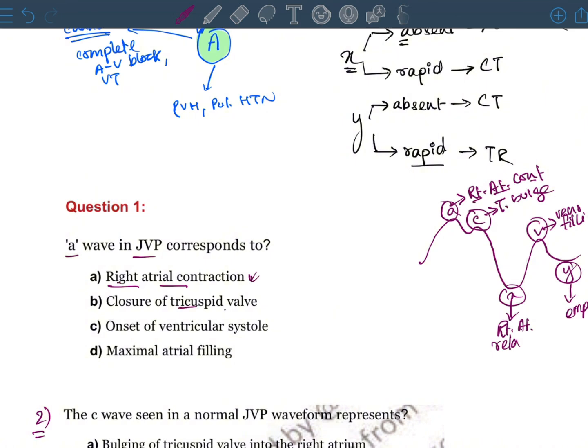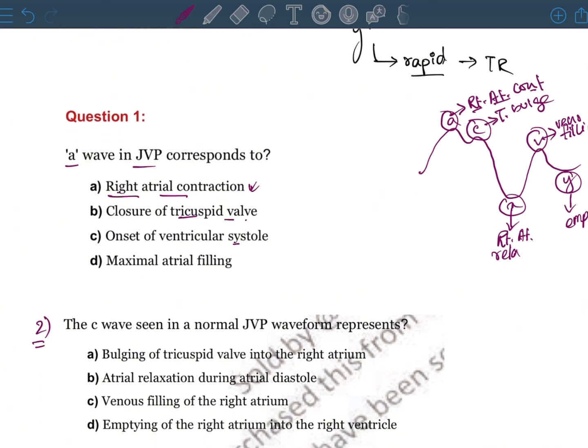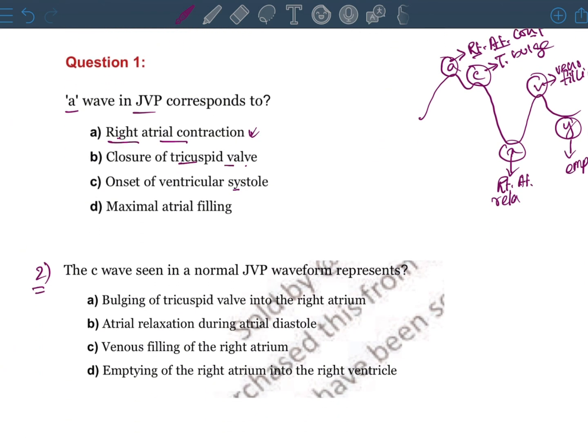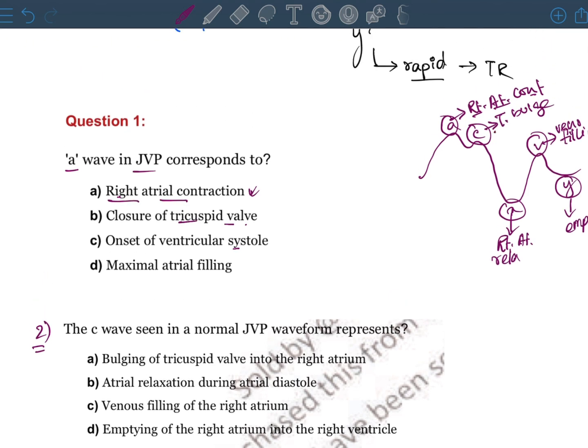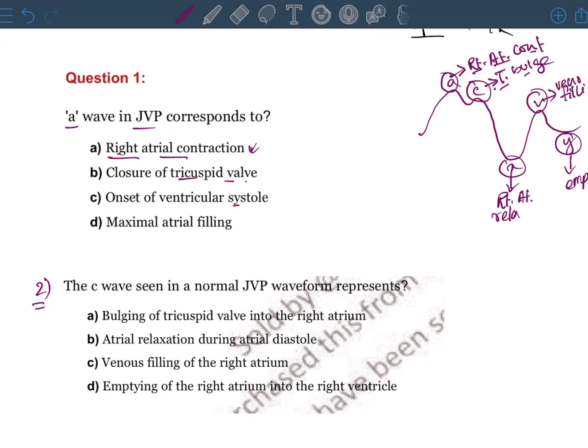Closure of tricuspid valve, no. Onset of ventricular systole, no. Maximum atrial filling, no. The C wave seen in a normal JVP waveform represents... The C wave is the tricuspid bulge, meaning the tricuspid valve bulges into the right atrium. So let us see: bulging of tricuspid valve into the right atrium. Yes, this is the correct one.